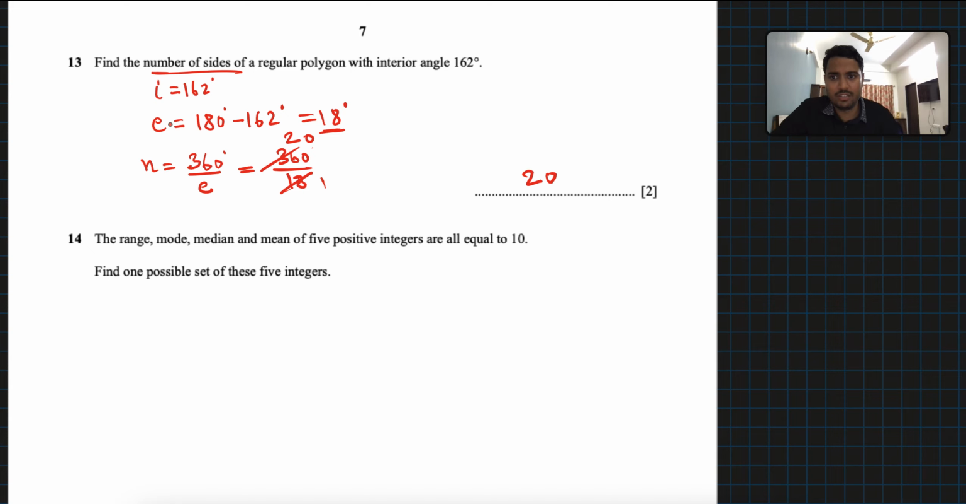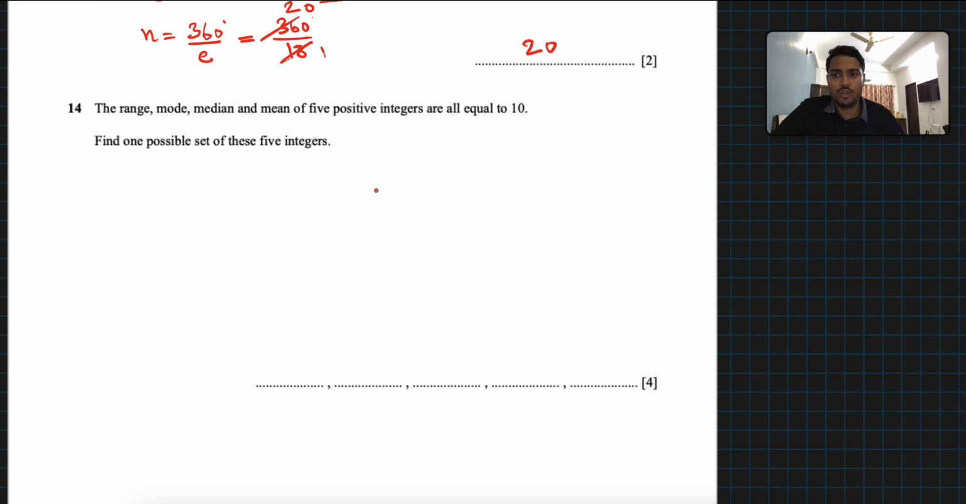Also, why do we have e equals 180 minus 162? Because we have the formula: interior angle plus exterior angle always adds up to 180 degrees. So we can use this formula to find the exterior angle when interior is given to us. Moving on to question number 14.